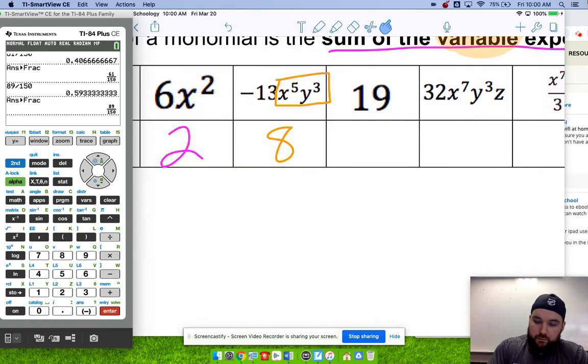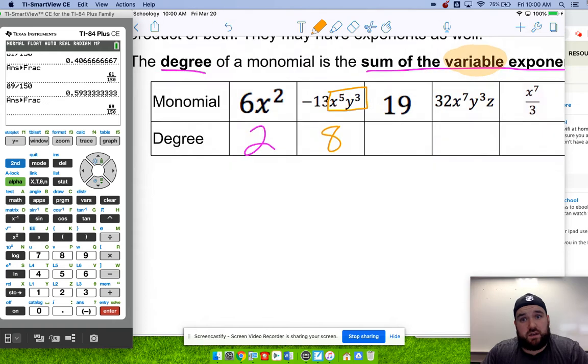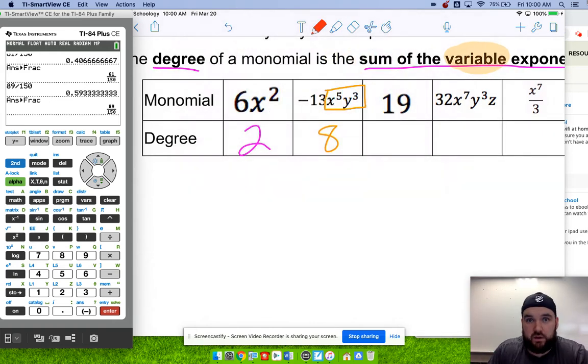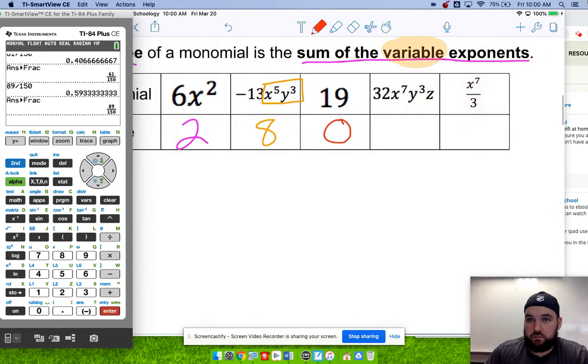Okay. The number 19, something just like 19, can be what we call a monomial or a term. Since there's no variable in this, that is degree 0.